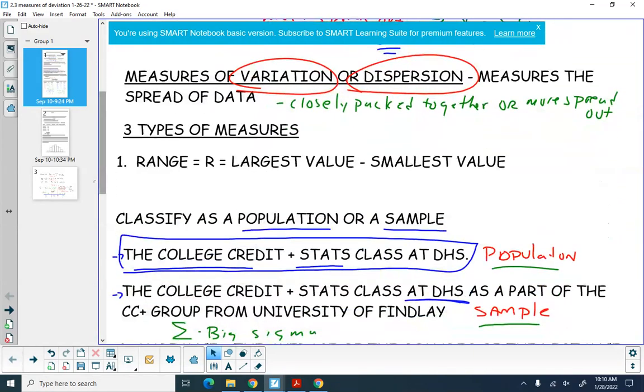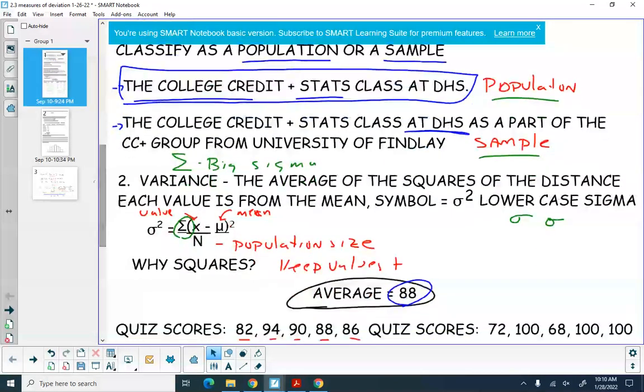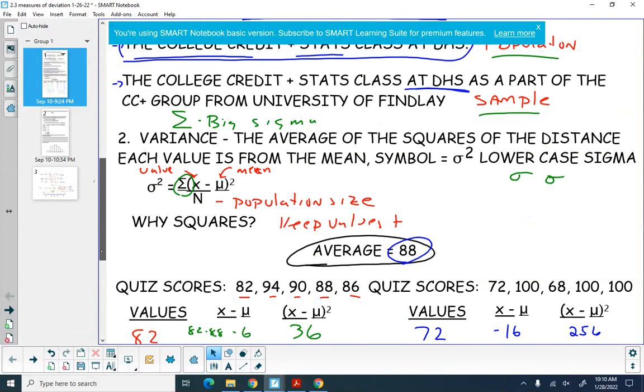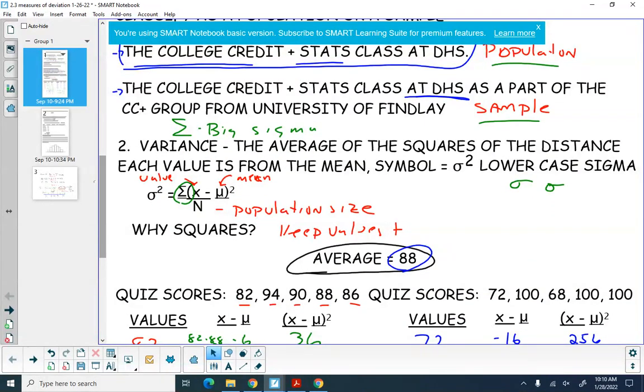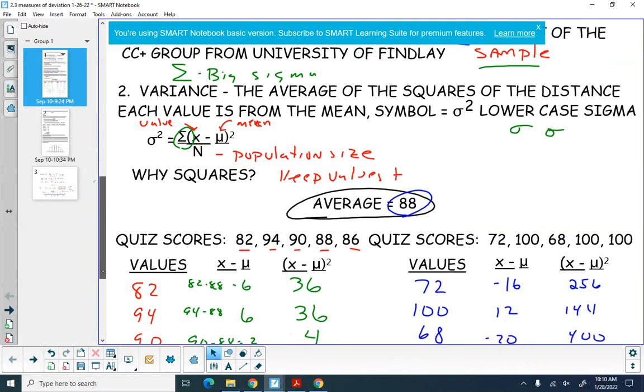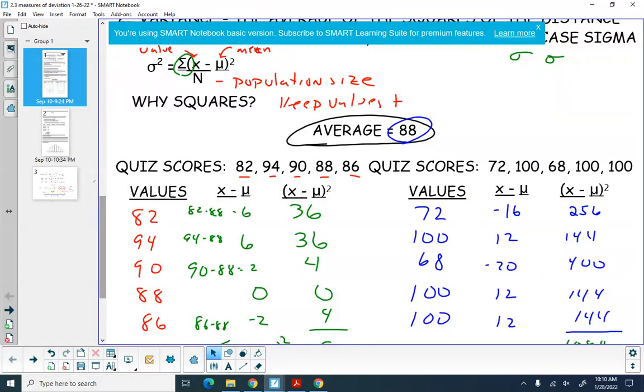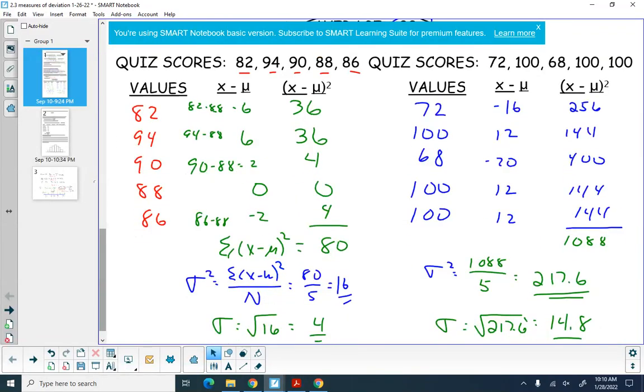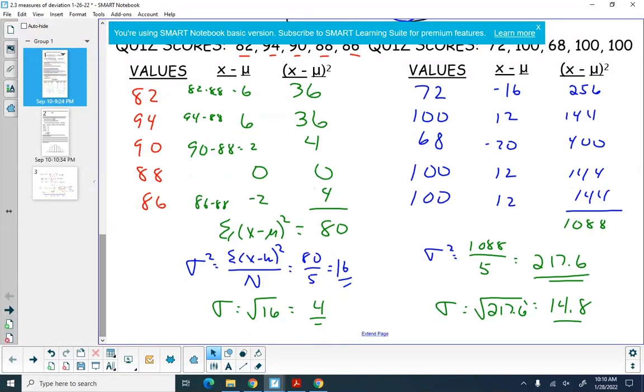One way of doing that is the range of values, your largest value minus your smallest value. But then the second one is the idea of a variance and the standard deviation. The variance is the average of the squares of the distance between the values and the mean. We set up a table with here's our values, here's our value minus the mean, here's our value minus the mean squared. We added down the column. The variance is calculated by the sum of these values squared divided by the total number of values. It's the average of the squared distance between the mean and the actual values.